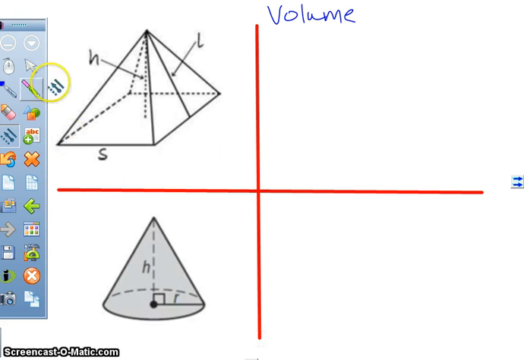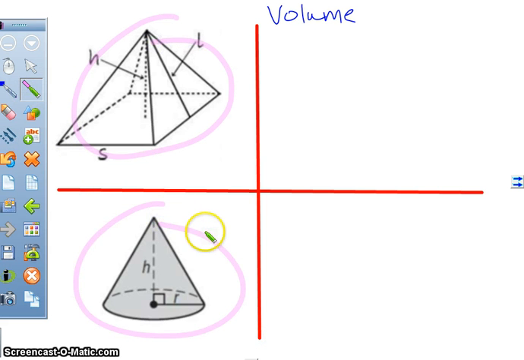Now you should already have these pictures on your formula page, but I want you to make special note of where the height is inside of each of these shapes. Your height is going to be the perpendicular part of your shape. This was our slant height. Again, this was our slant height on there. But now, in the interior, we're going to be dealing with height.